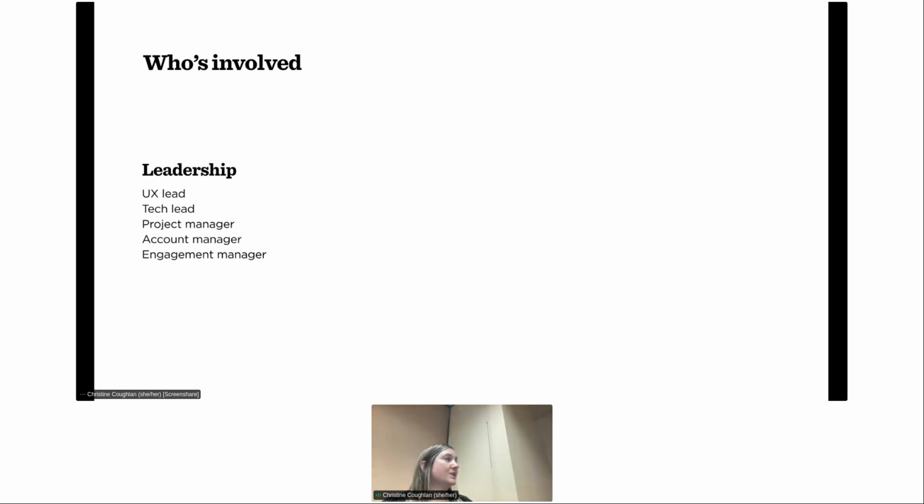Some of the common roles that you might see in the team leadership category here include a UX lead or a design lead, a developer or tech lead, as well as your project managers, account managers, and engagement managers. Especially if you are on that agency side, you usually have that engagement manager that's there, making sure that that relationship between the people is really strong.